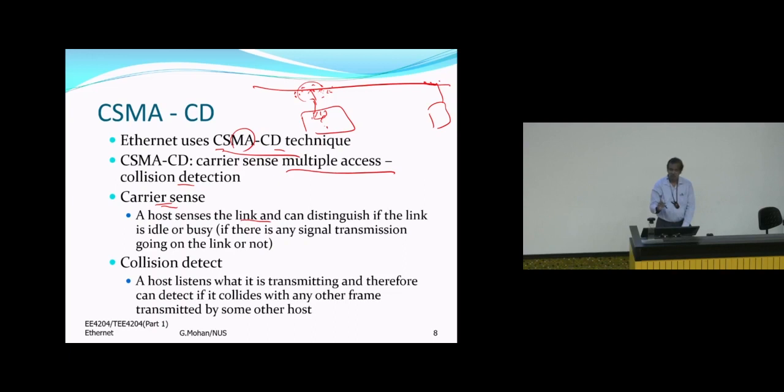Why is this property required? Because if they know that there is some ongoing transmission, then they should not transmit. There's no point. If they transmit the frame, there will be a collision, correct? It should be intelligent enough, at least to that extent. Collision detection: if there is any collision, it should be able to detect it.